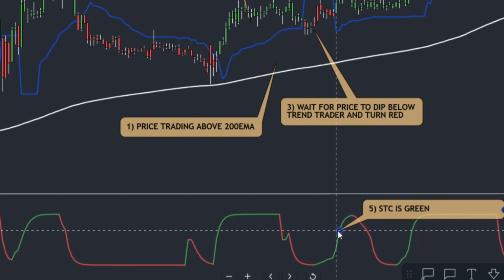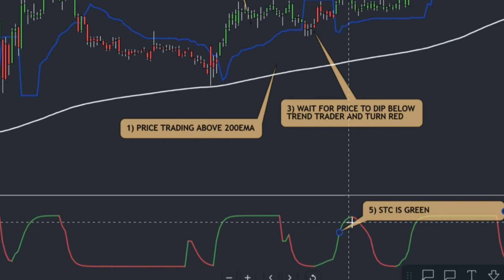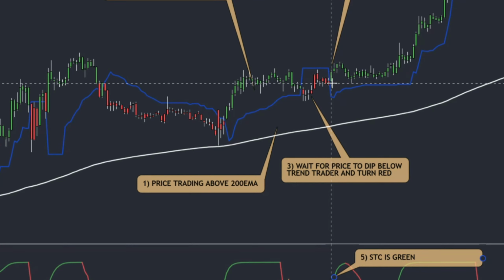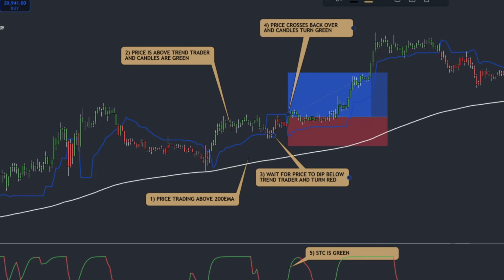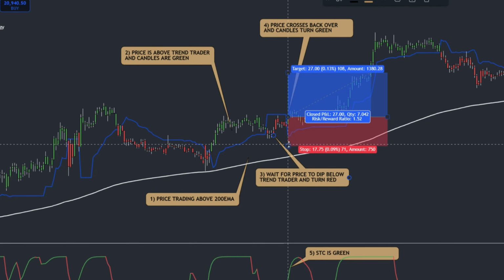All we really look for on the STC in this strategy is if it's green or if it's red. So at this point, when we get that crossover, we are green. That is the last step, so now we are clear to take a buy. This is how it would be set up. The stop loss would be below the latest swing. He has it in the strategy.